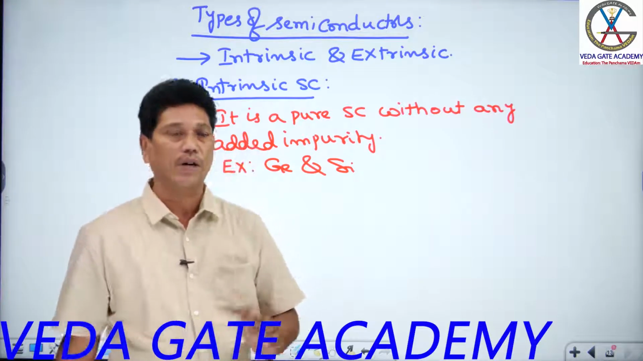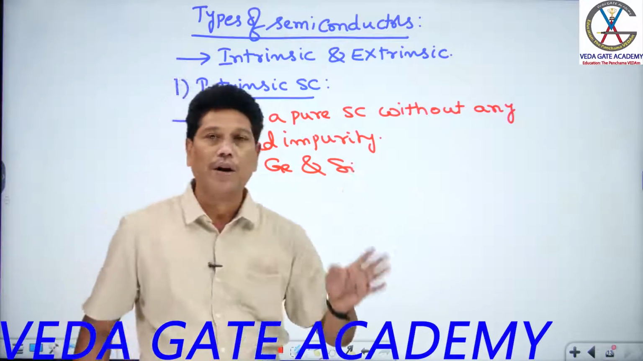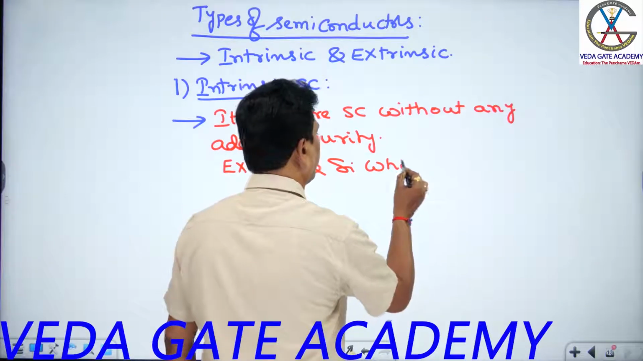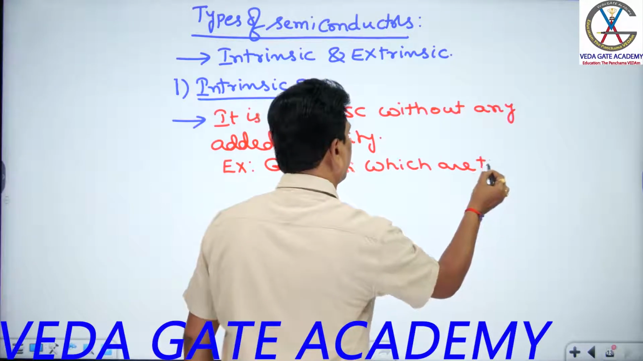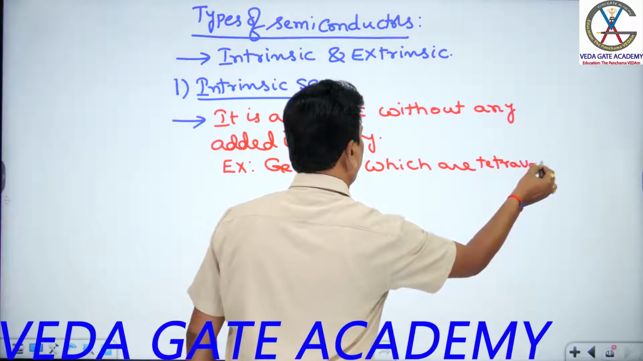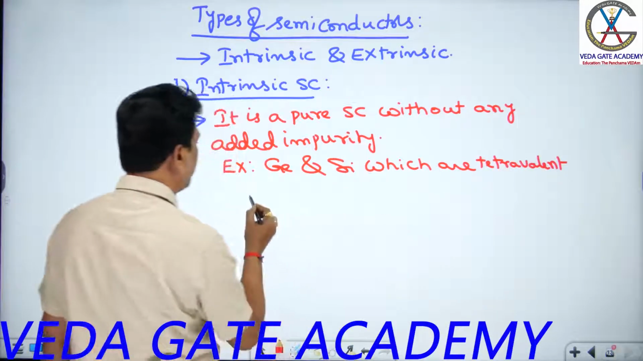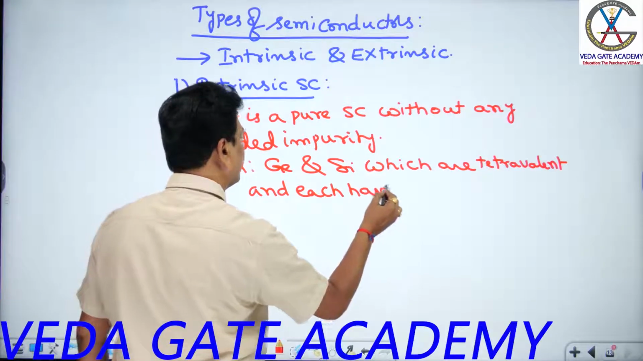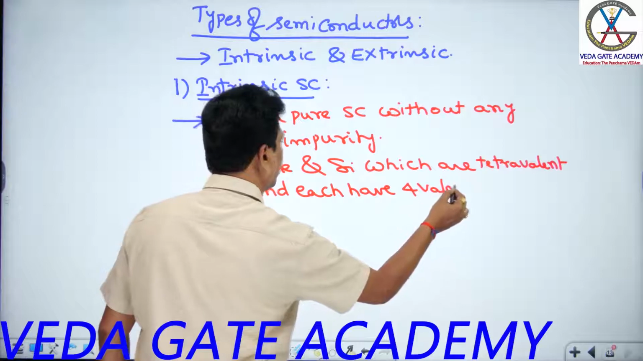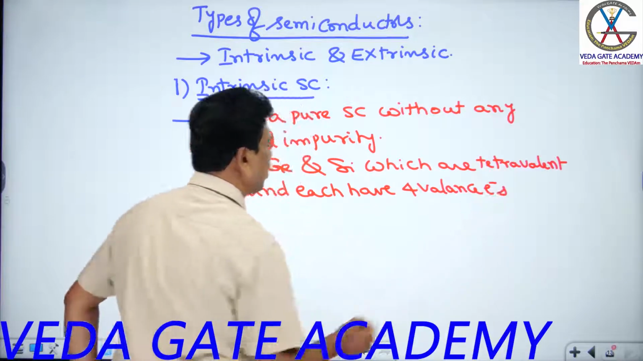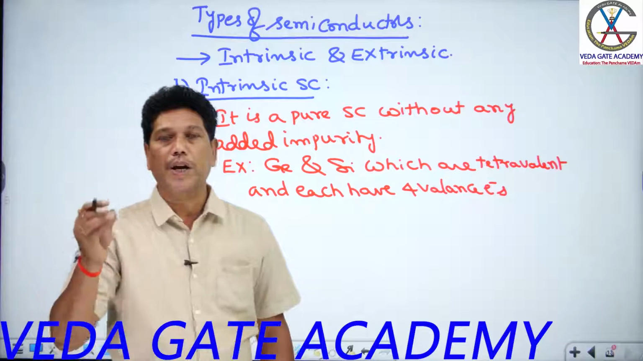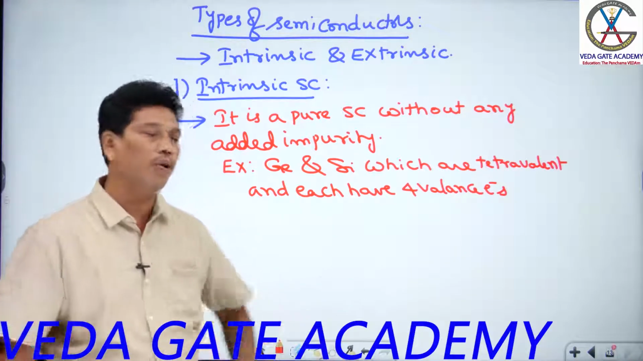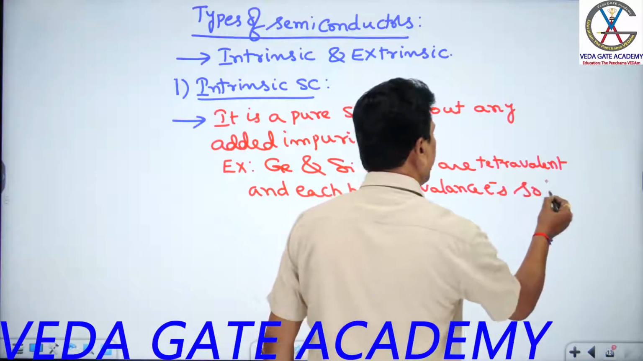Right? What is that covalent bond? Now we can examine it. So now, my option, students: germanium and silicon are what? Tetravalent, and each has how many electrons? 4 valence electrons. So according to the Bohr model, an atom needs a minimum of 8 electrons in the outermost shell. So each requires how many more electrons? 4 more electrons.